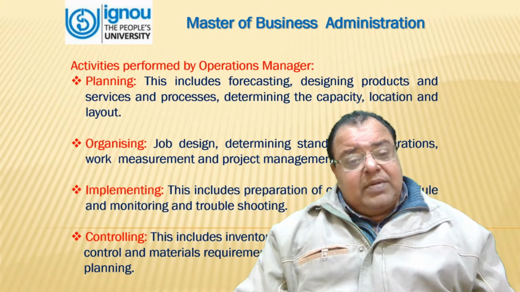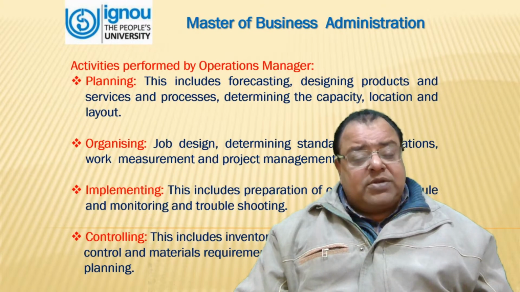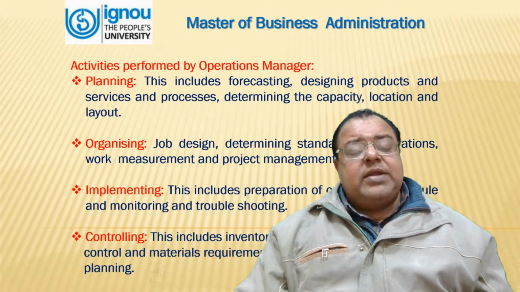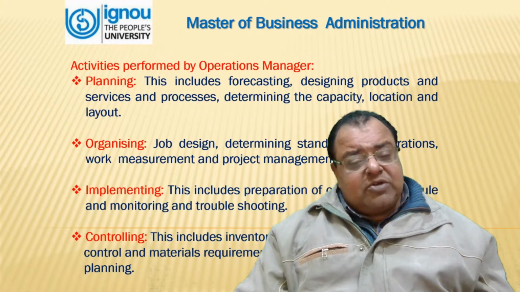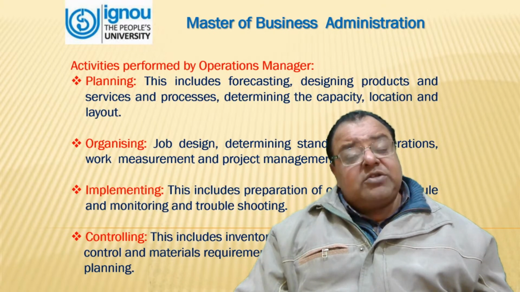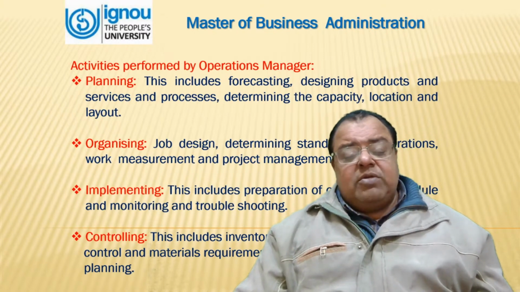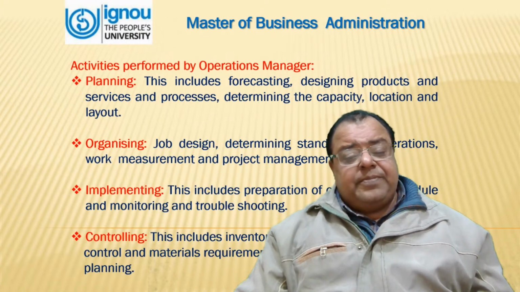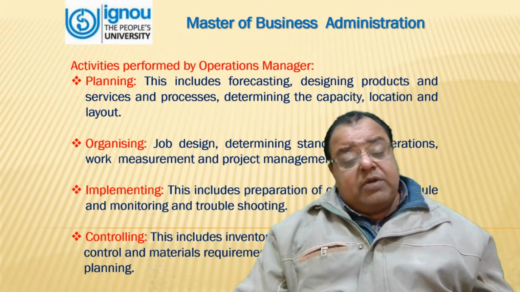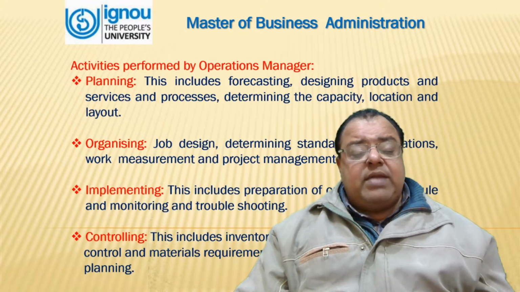First one is planning. This includes forecasting, designing products and services and processes, determining the capacity, location, and layout. Second one is organizing, that is job design, determining standards of operations, work measurement, and project management. Third one is implementing. This includes preparation of operations schedule and monitoring and troubleshooting. Fourth one is controlling. This includes inventory control and materials requirement planning.